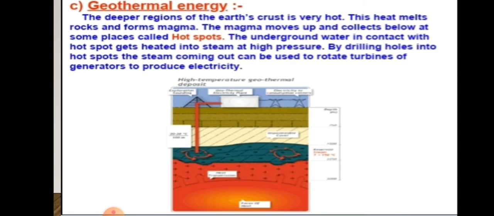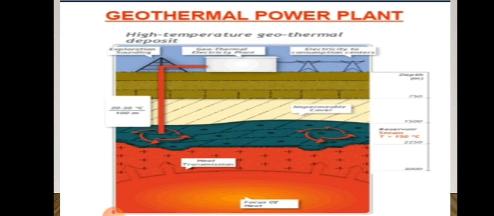By drilling holes into the hotspot, the steam coming out can be used to rotate the turbines of a generator to produce electricity. Next, this is the picture of a geothermal power plant.